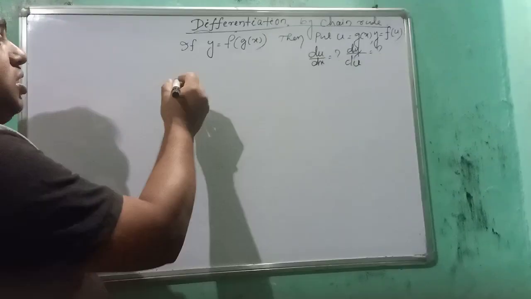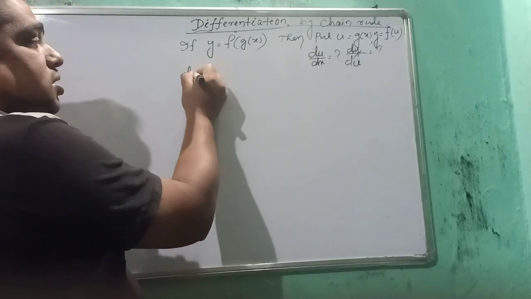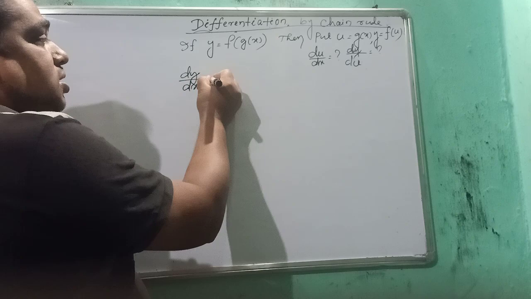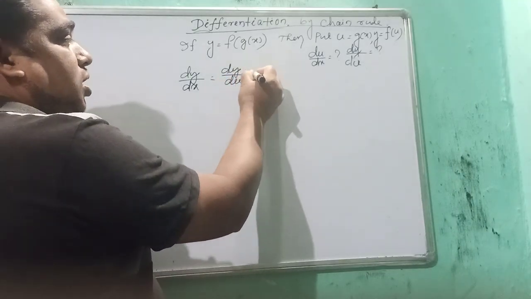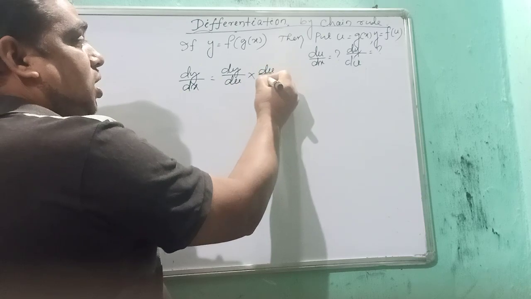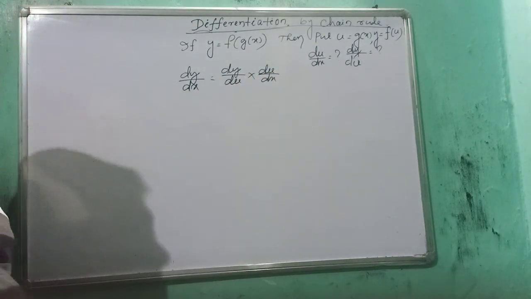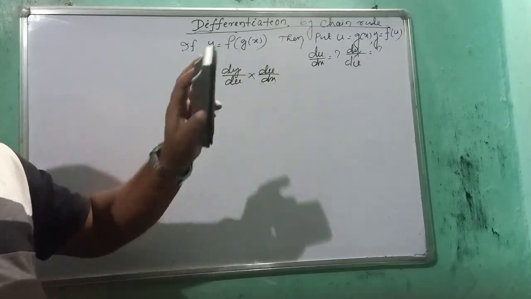Then according to our chain rule, what is dy by dx? dy by dx is equal to dy by du into du by dx. That is your chain rule.